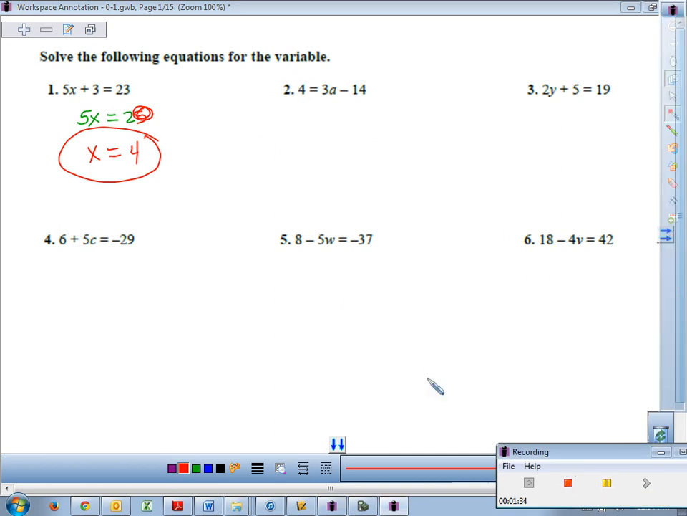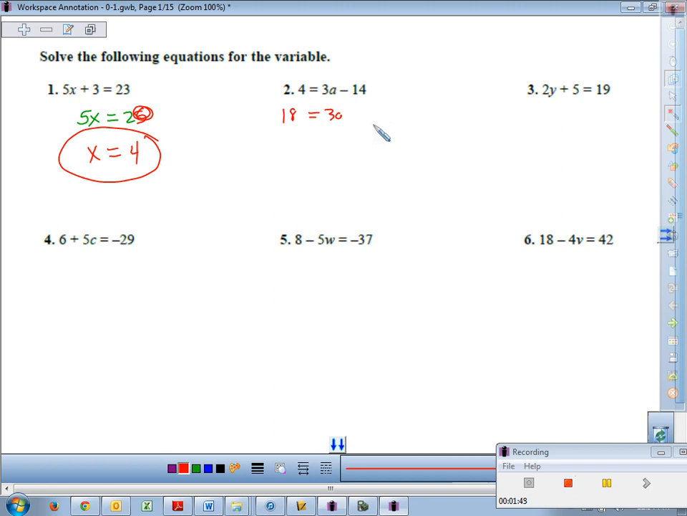And now we will take the next one here. We've got a for a variable. Let's get a all by itself. We'll get rid of this minus 14 first. So how do we get rid of the minus 14? And we'll do that to both sides. 4 plus 14 is 18 equals 3a.